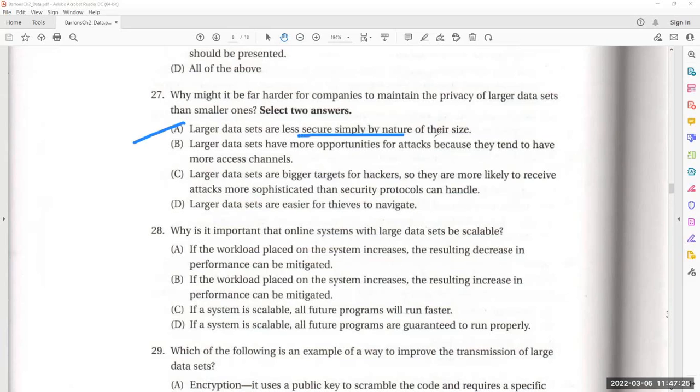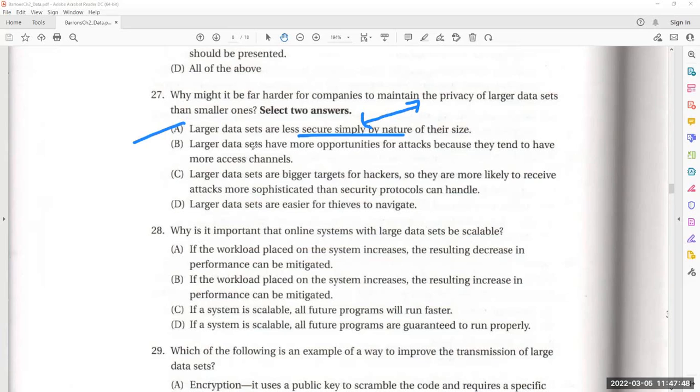Bigger or smaller, secure or not secure, you can do encryption. Encryption is by encryption key. So whether it's a big file or small file, saying a larger data set is less secure is not true. And security and privacy are two different things, so this one is not related to it, okay?